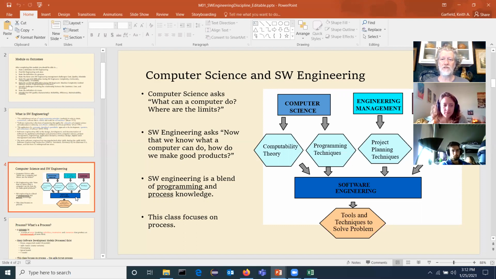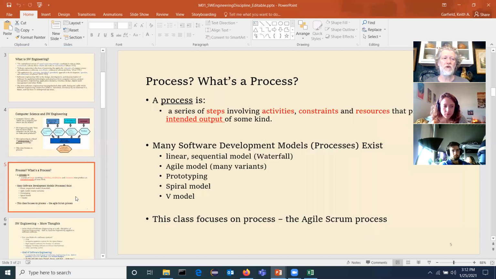So we focus on process. All right, we're going to focus on process. Maybe we should know what a process is.